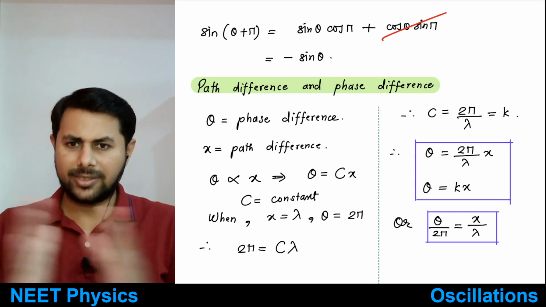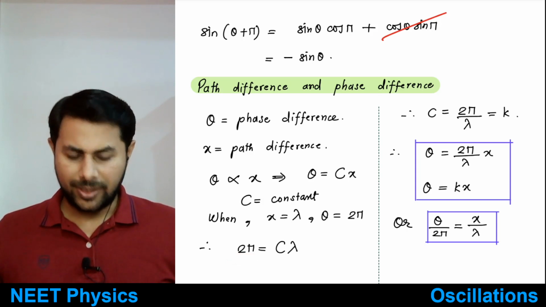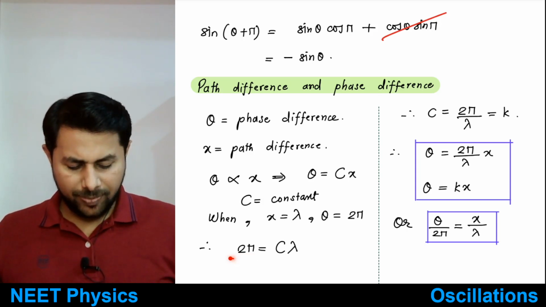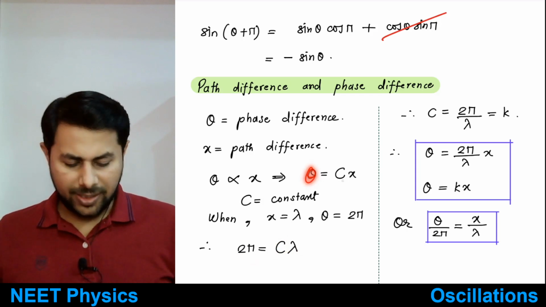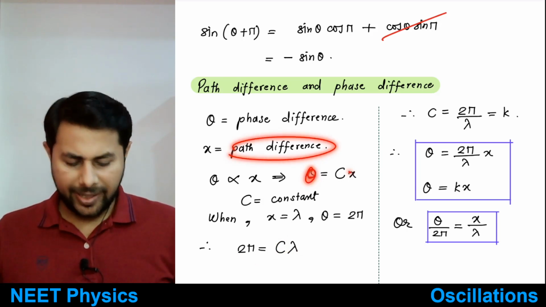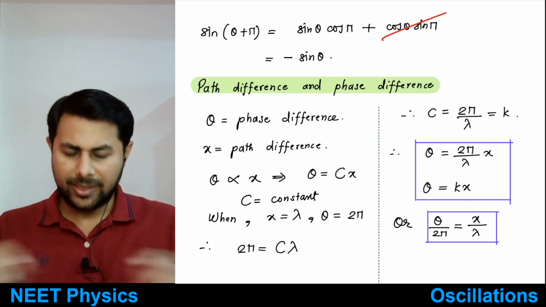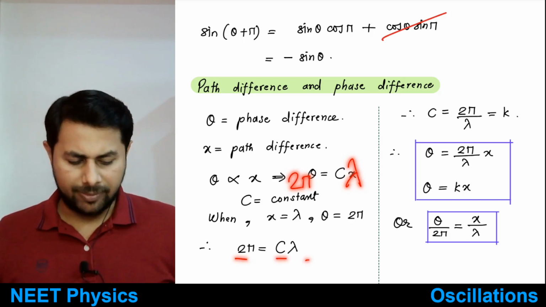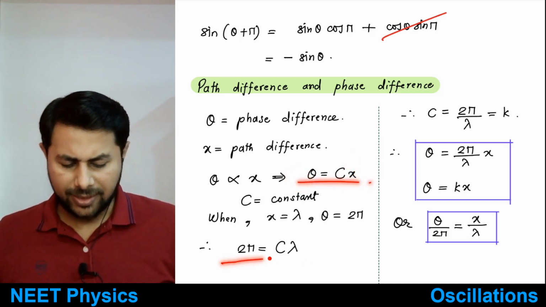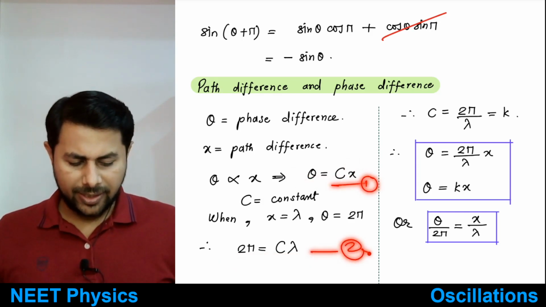If particles are separated by lambda, the phase difference is equal to 2 pi. So we can write 2 pi is equal to that constant c times lambda. And if the phase difference is theta when particles are separated by x, then theta is equal to c times x. Means if particles are separated by lambda, phase difference is 2 pi, then 2 pi equals c times lambda. So you can just divide the first equation by the second. What will you get?